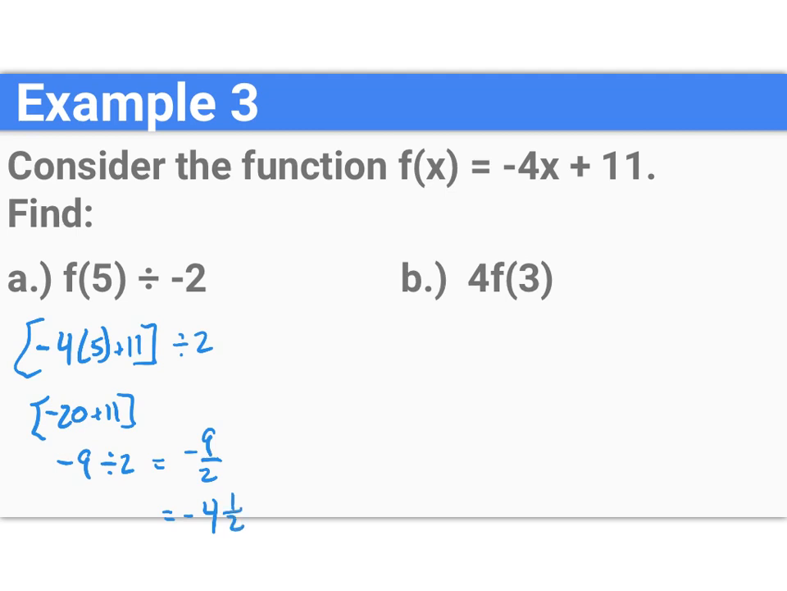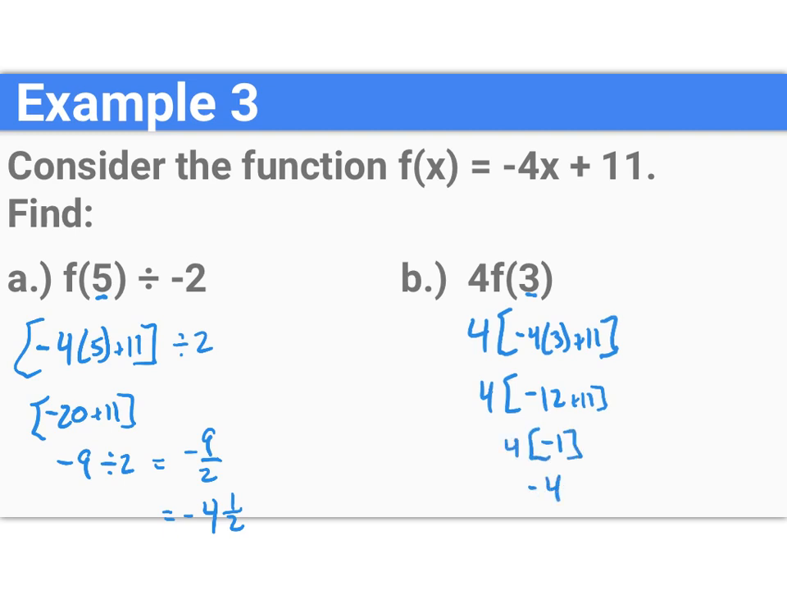Okay, 4 times f of 3. So 4 times f of 3: negative 4 times 3, plus 11. So what you have to do is evaluate the function because we're given function values, and then go ahead and solve. Negative 12 plus 11 is negative 1, times 4, negative 4 is our answer.